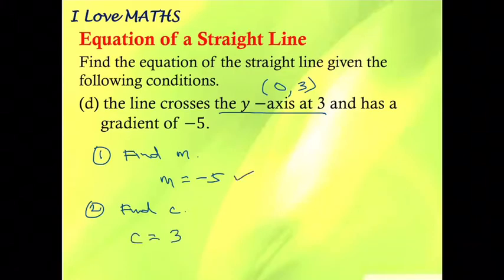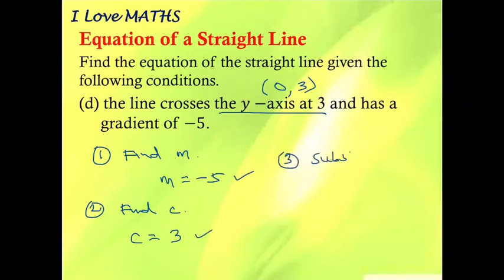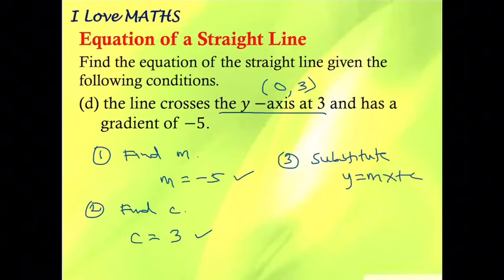So we have now the value of gradient and the value of the y-intercept. So for the third step, we have to substitute it to our formula y equals mx plus c. So the equation is y equals negative 5x plus 3.